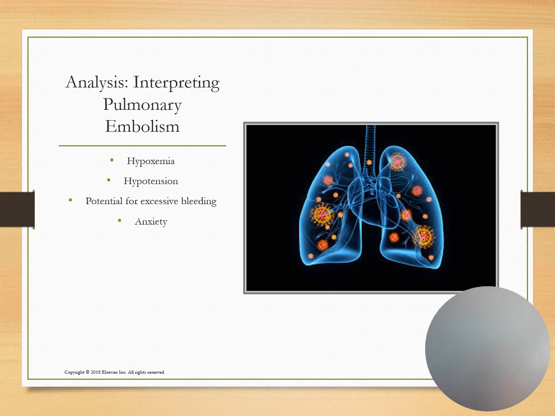As far as analysis, the hypoxemia is going to be due to the mismatch of the lung perfusion and alveolar gas exchange with oxygenation. Hypotension will be due to inadequate circulation to the left ventricle. We do have that potential for excessive bleeding due to anticoagulation or fibrinolytic therapy, which causes inadequate clotting. And of course, anxiety due to that hypoxemia and life-threatening illness.